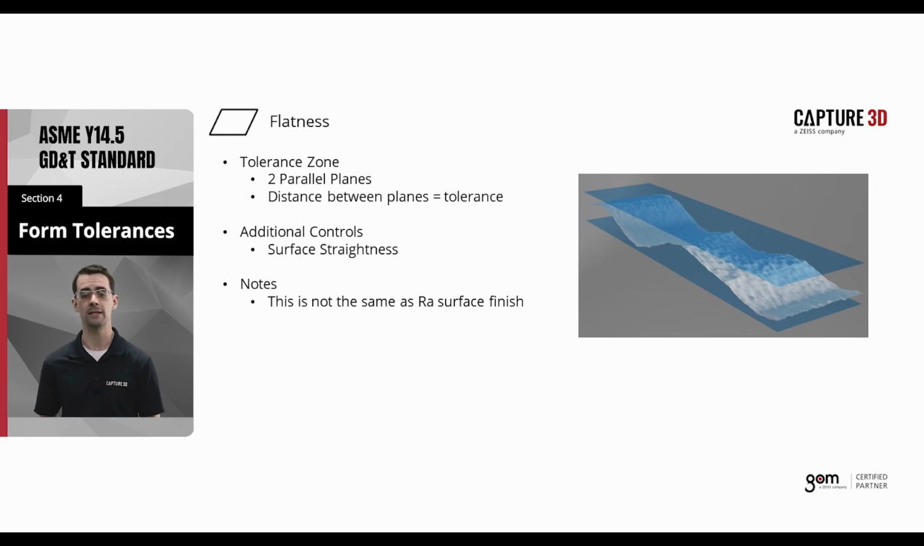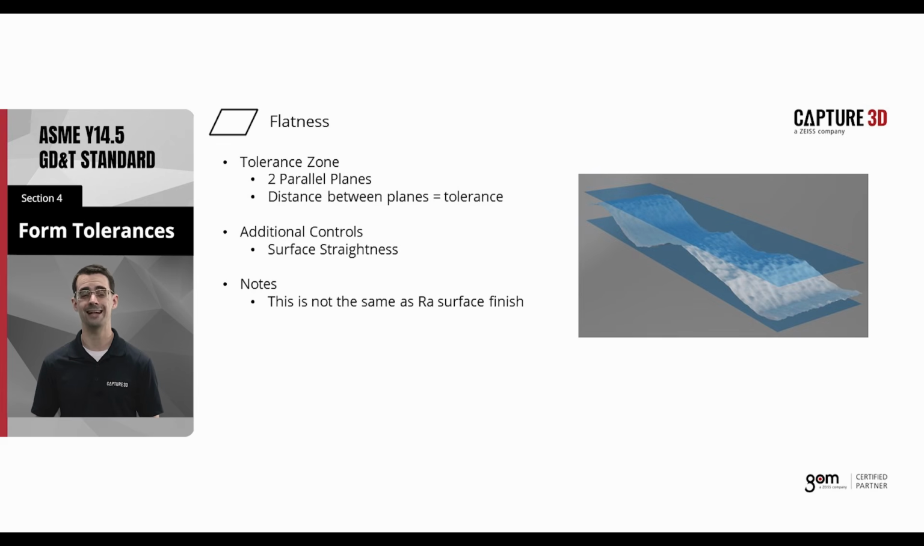Flatness measures the deviation from a perfect plane. The tolerance zone here is 2 parallel planes, and the distance between these planes is set by the tolerance. We're allowed to move and rotate this tolerance zone any way we need to enclose all of our surface. If it's possible to enclose all of our surface, our feature passes. As a bonus, flatness also controls surface straightness of your plane.